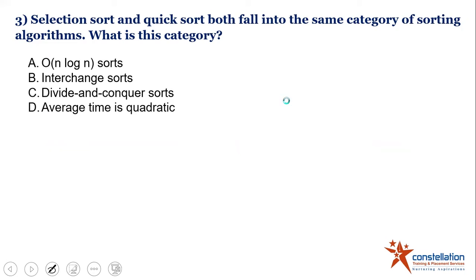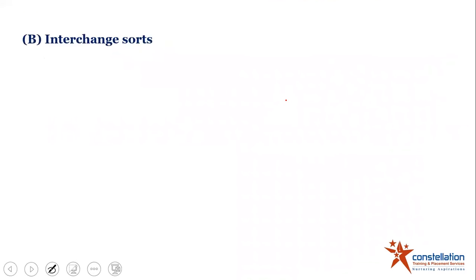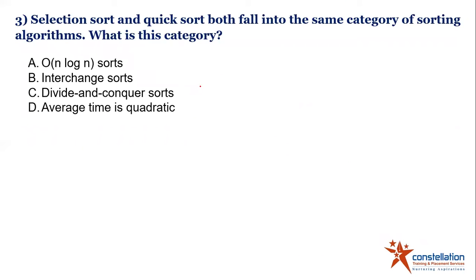So selection sort and quick sort, it is all about interchange sort, because what happens is that they change the position. They directly go to the place where they are supposed to go. So basically they are changing the position. So it is interchange sort.